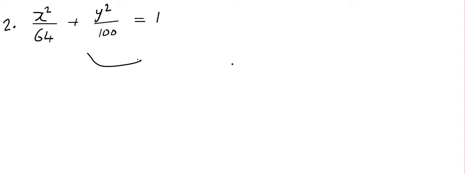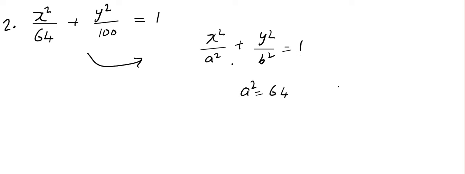Okay, the first thing to do is you have to write comparing with the standard equation x square by a square plus y square by b square equal to 1. We get a square equal to 64, b square equal to 100, and I am sure that you already noticed here a is smaller than b. A is smaller than b. So this is type 2.